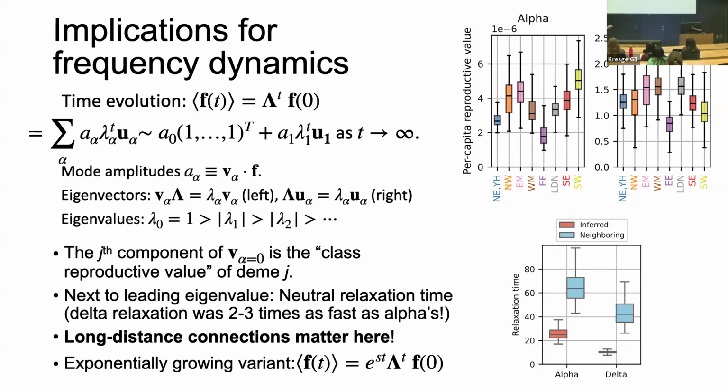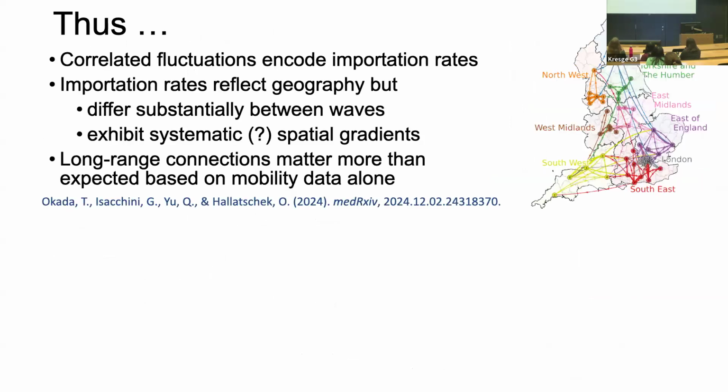The true relaxation time that we infer here is longer for alpha than for delta, and it is much longer if you ignore these long distance connections. We only have a few of them, and they tend to be quite weak, but if you sever them, it has a big impact on this relaxation.